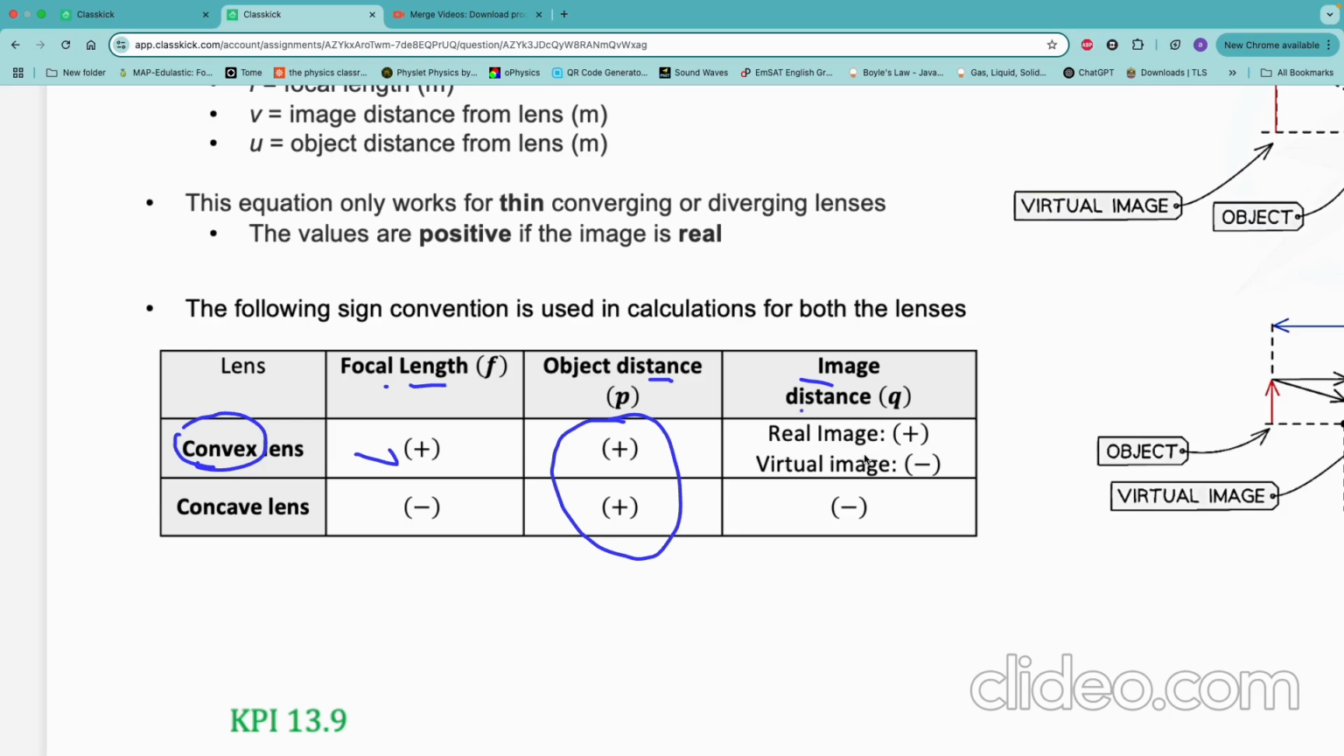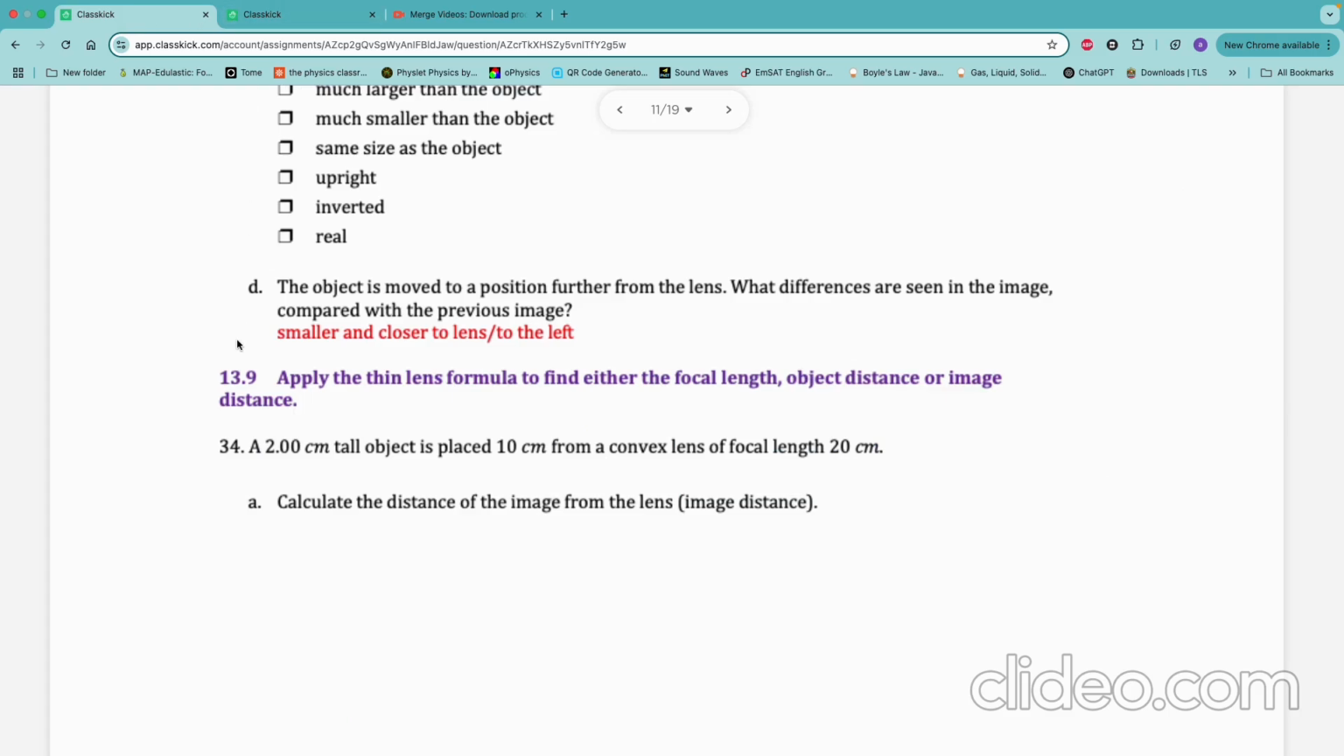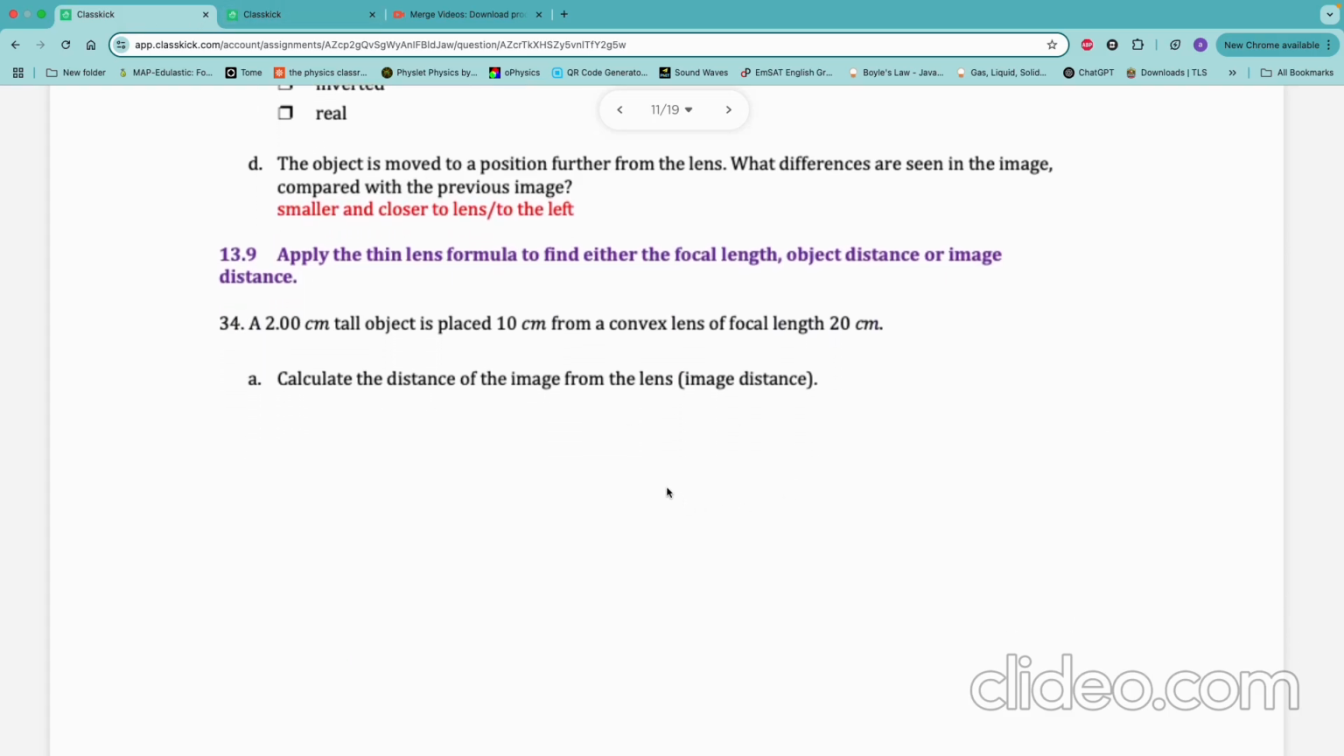For the image length, image distance, could be positive or negative. When exactly will it be positive? If it's real. When exactly will it be negative? If it's virtual. This means all cases of convex will be positive except for the magnifying lens, if the object is very close to the lens or at a distance smaller than the focal length. Let's go to understand more. Let's solve this question.